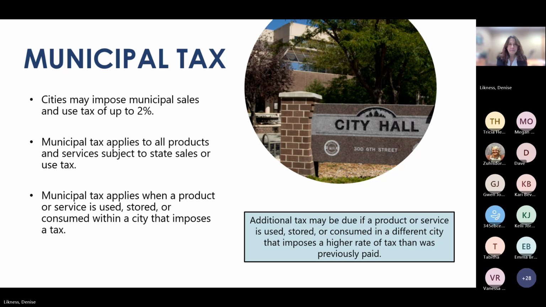City tax or municipal tax can be used interchangeably. The cities can impose a municipal tax and use tax of up to 2%. When I say 6.2%, that's 4.2 state, 2% city tax. So if you buy something in Watertown, it's 6.2: 4.2 state tax, 2% city tax. And the state collects all of it. When you file the return, the state of South Dakota will collect all of it. And then monthly, we'll electronically transfer the city tax to the cities. That's how it works.